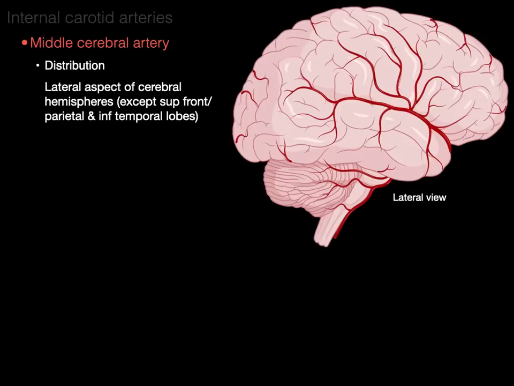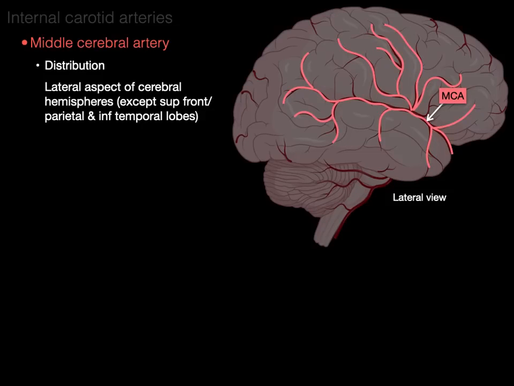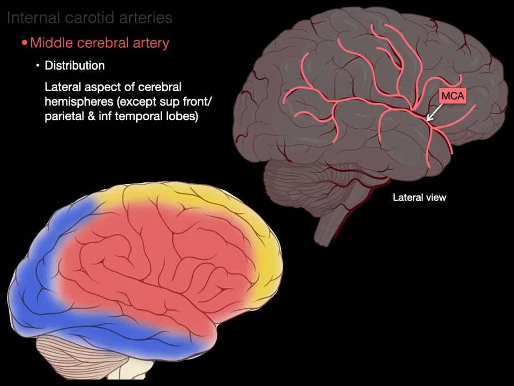Let's see what that means. Okay, so here's the lateral view of the brain. There's our middle cerebral artery, and there's its distribution. And so if we look at this picture again, everything in pink is showing the distribution supplied by the middle cerebral artery, all except the superior portion of the frontal and parietal lobes and the inferior portion of the temporal lobes. And you can see the anterior cerebral and posterior cerebral arteries supply those two areas.